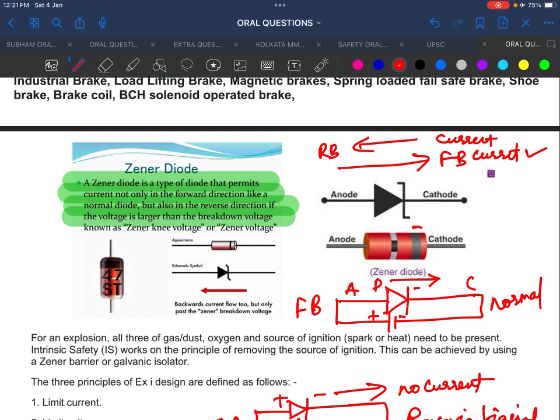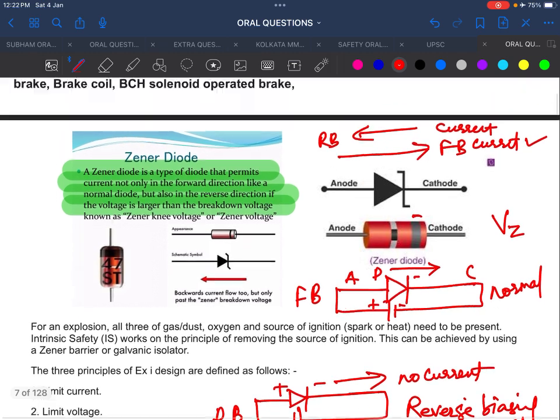that is denoted by Vz. If the voltage is larger than this breakdown voltage, also known as the Zener knee voltage, it will start conducting in the reverse direction also. Now you can understand the Zener diode is a type of diode which can conduct in both directions, forward and reverse. It is the only diode which can conduct on both sides, and the other diodes can only conduct on one side.